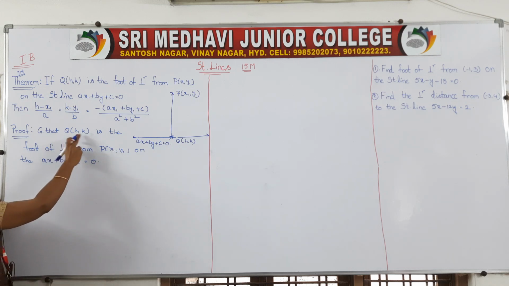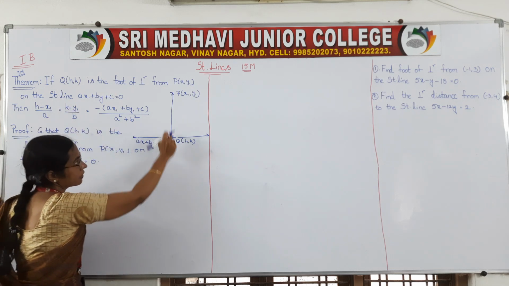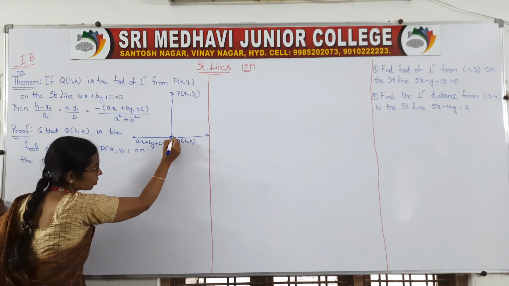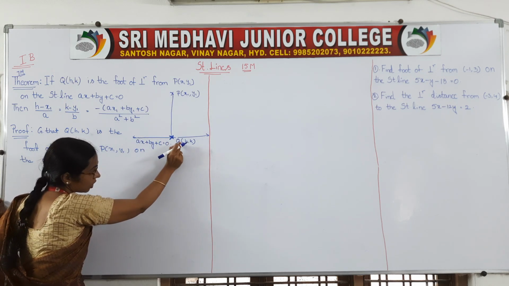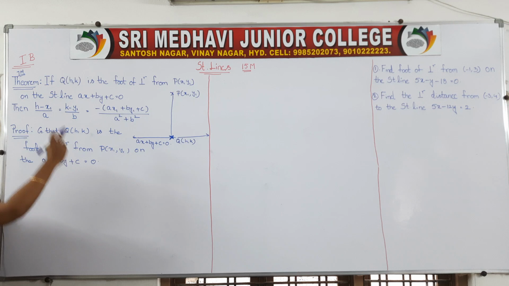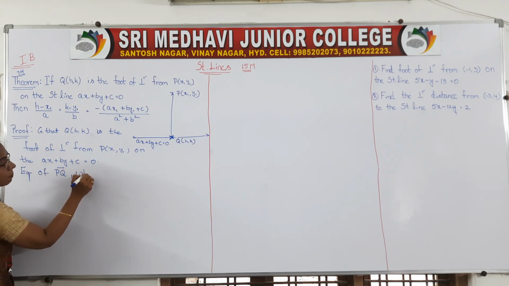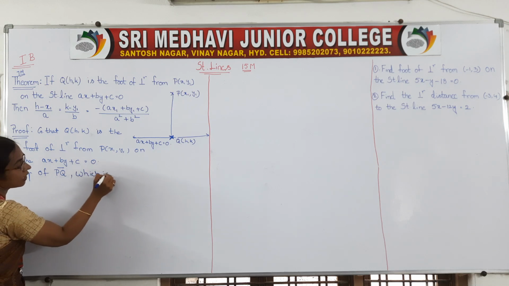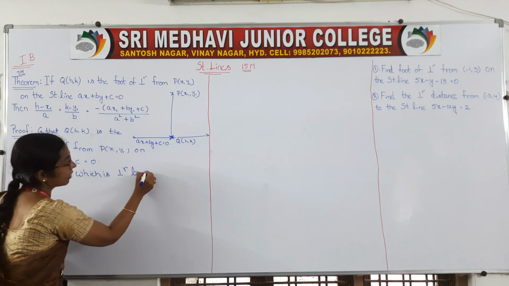First, given that Q(h, k) is the foot of the perpendicular. Q is the foot. This is the perpendicular, this is the foot. Q(h, k) is the foot of the perpendicular from that point on this line. Now you take the equation of PQ, which is perpendicular. Which is perpendicular to which line?